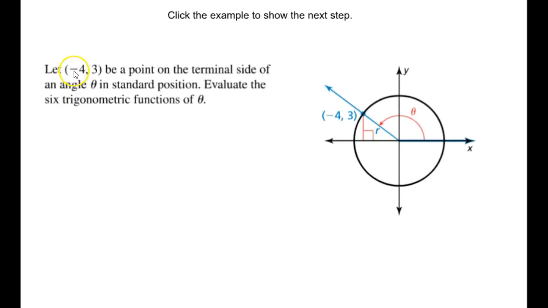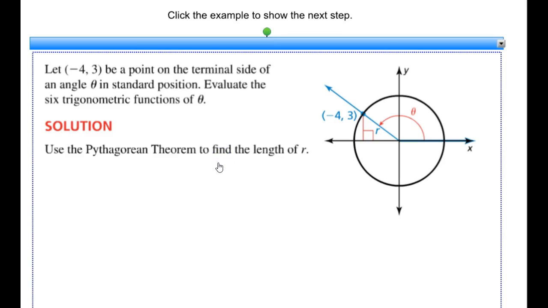So the first thing we're looking at is: (-4, 3) is a point on the terminal side of an angle theta in standard position, right? So here's my angle theta. Evaluate the 6 trig functions of theta. Using the information from that last page, I see my r, and I have my -4 and my 3. Can I find the length of this r using the information that I have? I sure can, because I know that this length is going to be 4 and this length is 3. So now I just have a right triangle, so I can find the length of r.